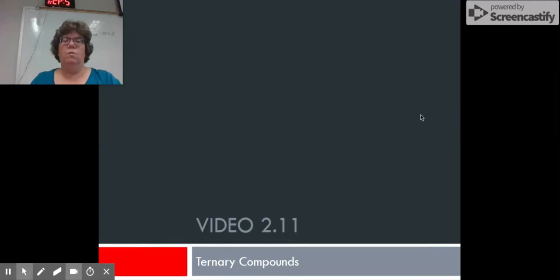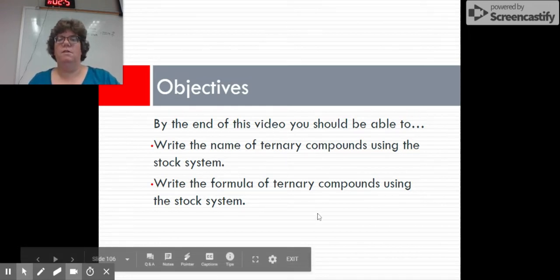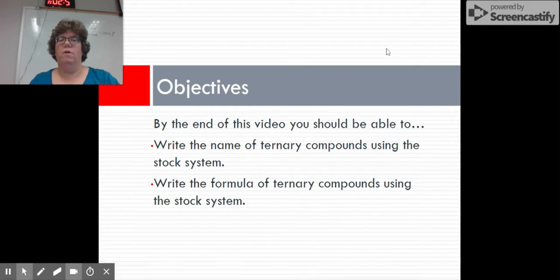Video 2.11 is all about ternary compounds. So now we're going to have compounds with three or more elements instead of just the two elements that we've had in the past. So we're going to talk about how to name these. And hopefully by the end of this video, you'll be able to write the names and the formulas of these compounds with three or more elements in them using the stock system, they call it.